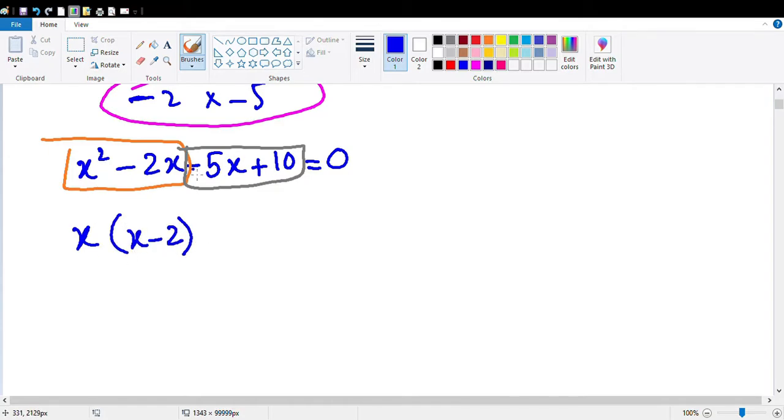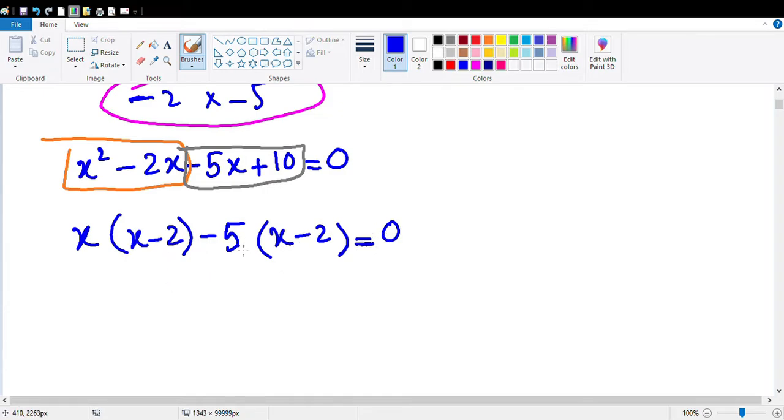Now from the second pair, the second last and the last term, we can take minus 5 common, right? And from that we can get x minus 2 as well. So now you see, I told you we'll take something common after that.